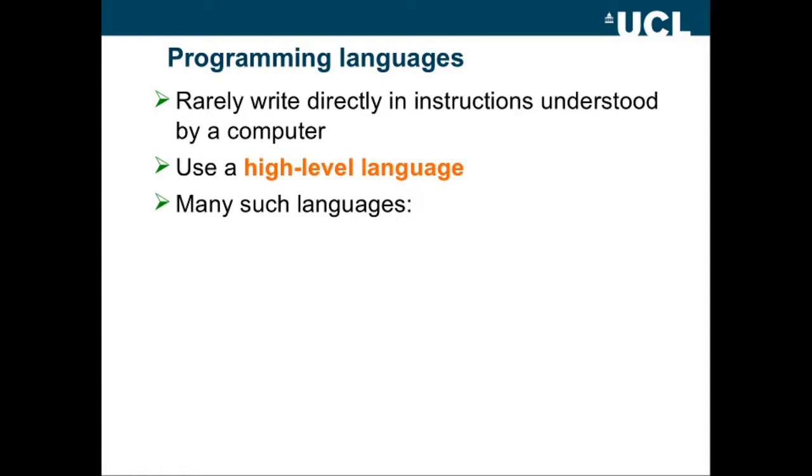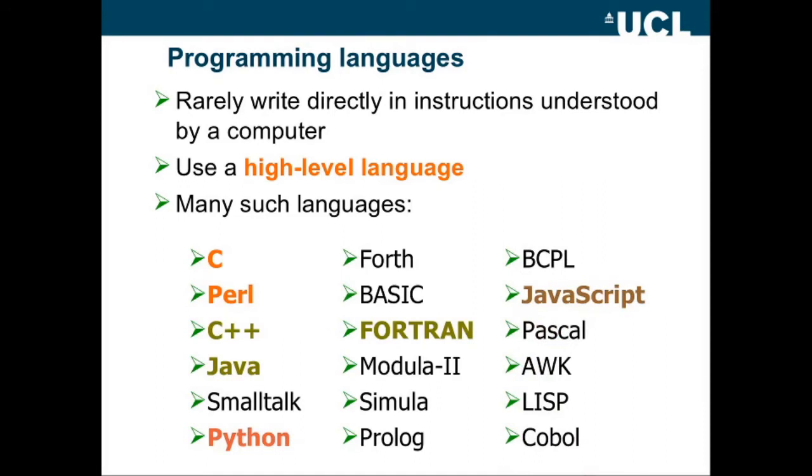As I said in the last lecture, we very rarely write programs directly in instructions understood by a computer. Instead, we use what's known as a high-level language, and there are many of these. I showed you this list before. This is just a small selection with 3 of the most popular for bioinformatics shown in orange: C, Perl and Python, also JavaScript, which is used within web interfaces, and also things like C++, Java and Fortran are still quite popular, but not as popular as the others.